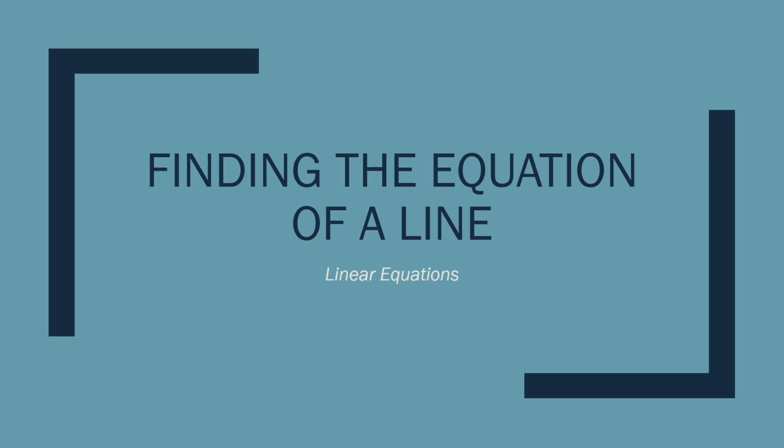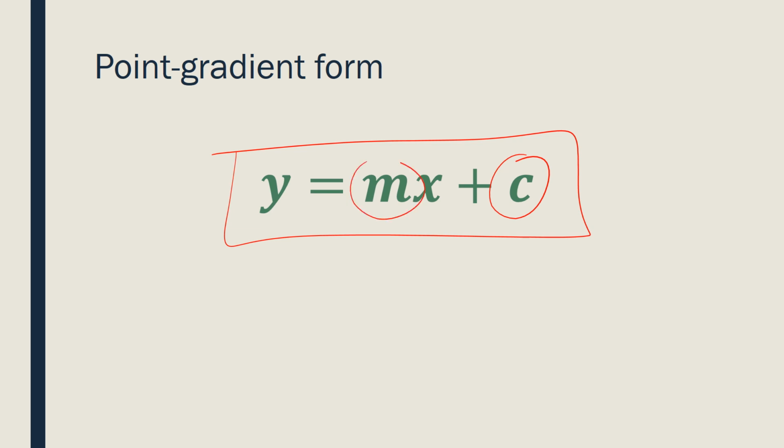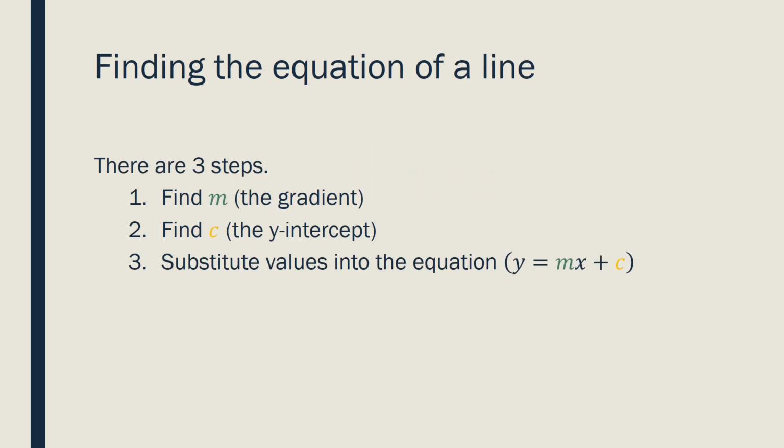In this lesson, we're going to look at how we can find the equation of a line from a graph. To do this, we need to go back to our point gradient form. This is the form we're going to be using once we work out the gradient and y-intercept. So once we work out the y-intercept, which is our c, and the gradient, our m, we can put them into this equation.